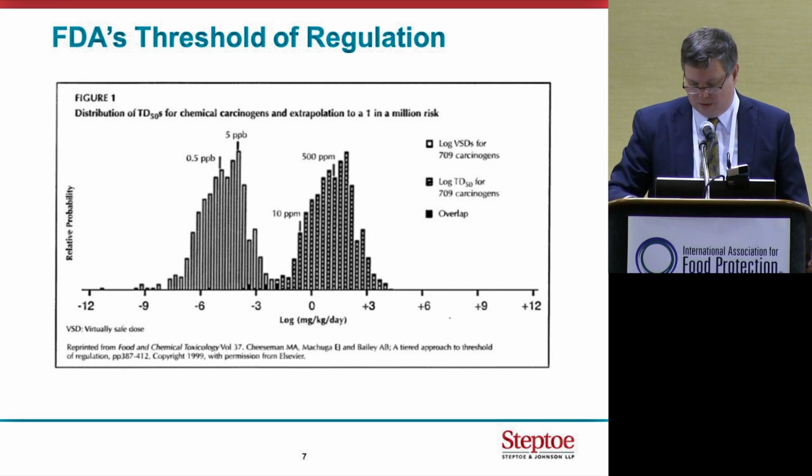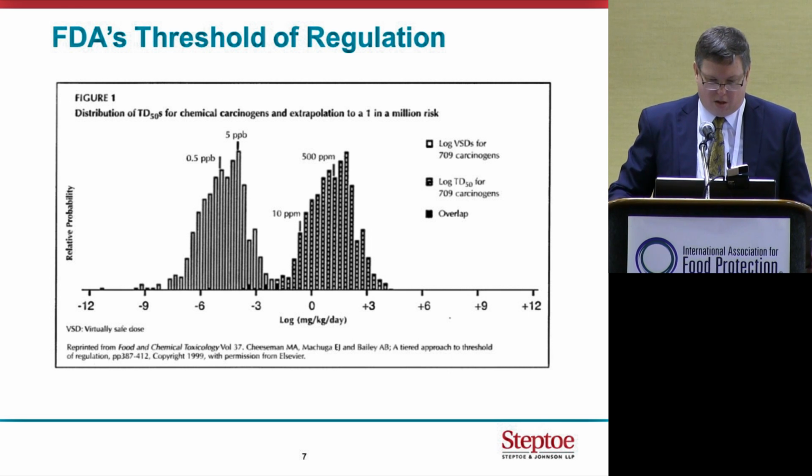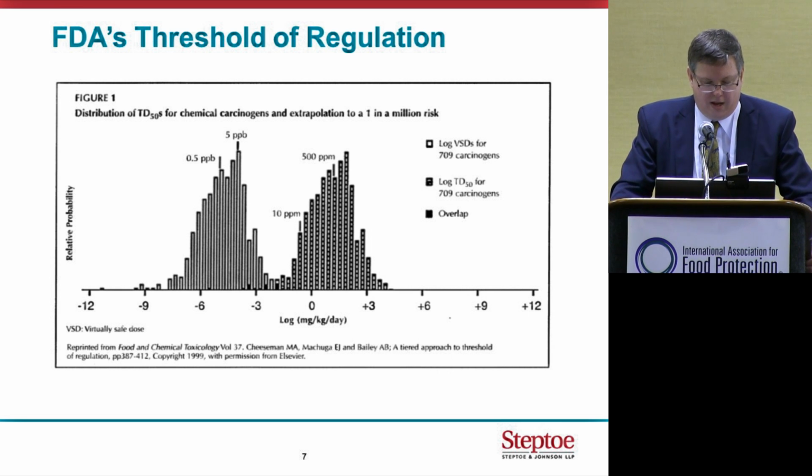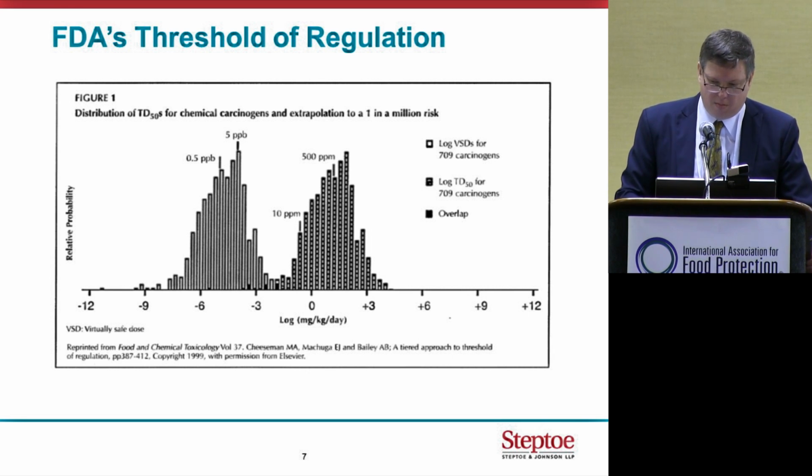And so worst case, 33% of the compounds in the data set have the potential for resulting in a risk of 1 in a million or greater. And 2/3 are relatively certain to result in a risk much lower than that.